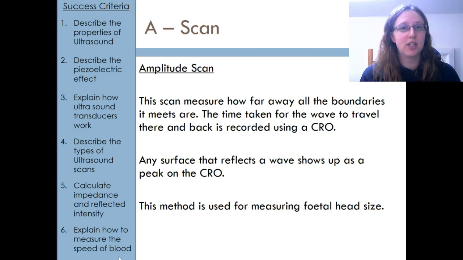And this is often very useful for measuring how far apart two boundaries are. So it's often used for measuring, say, the size of the fetus's head so that you can figure out how old it is and if it's developing healthily.